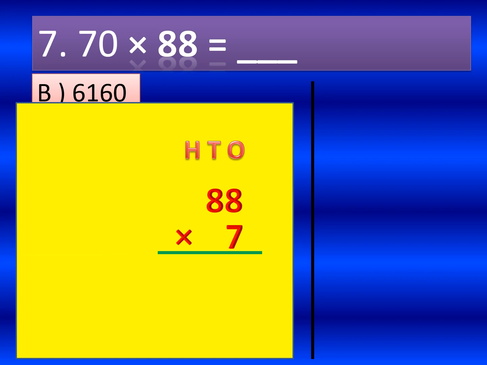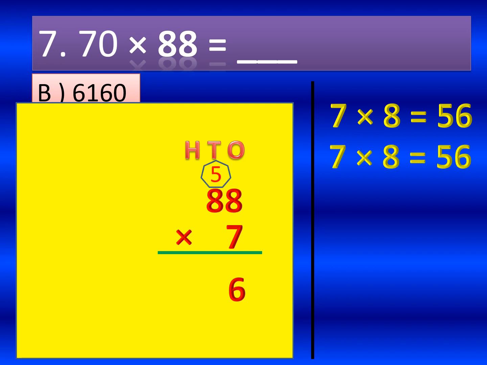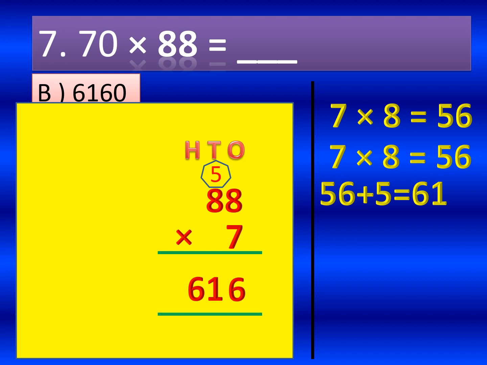Now let's start the multiplication from the ones place. 7 8s are 56. From this, 6 is to be written in the ones place. 5 is to be written as a carryover in the tens place. Now next, 7 8s are 56. This 56 is to be added with the previous carryover 5. Now 56 plus 5 is equal to 61, which is to be written next.